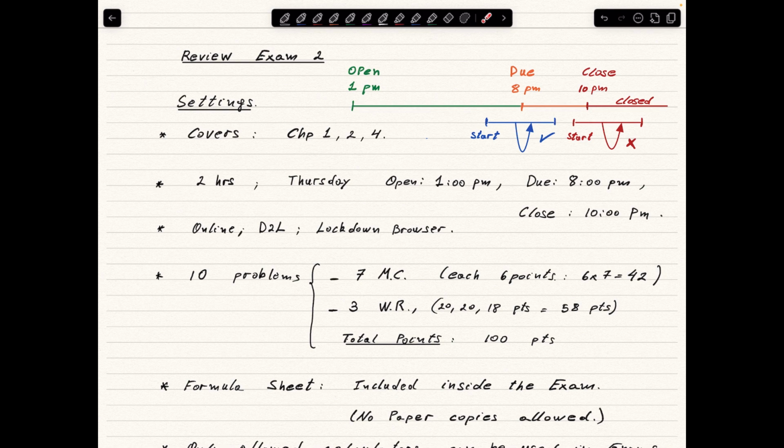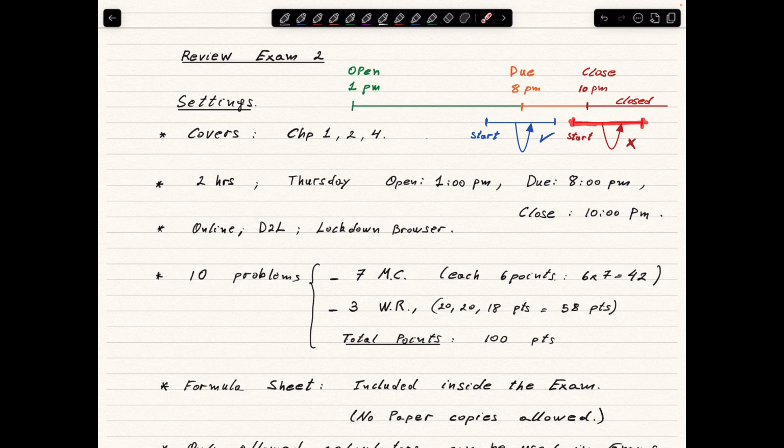So the exam is open from 1 p.m. until 10 p.m. During that window you can start the exam at any time. Why is the exam due at 8 p.m.? Because if you start at 8 p.m. or before, you have the 2 hours of the exam within the window where the exam is open. So if there is any problem with the internet connection, you can log back into the exam. If you start after it's due, then you still have the 2 hours to do the exam. So that's not a problem.